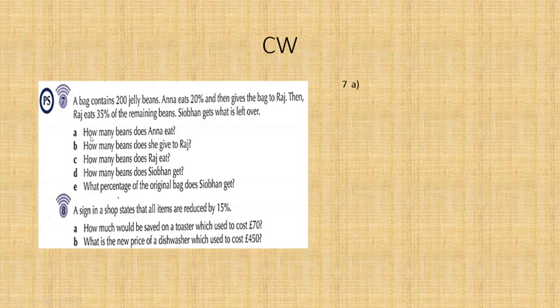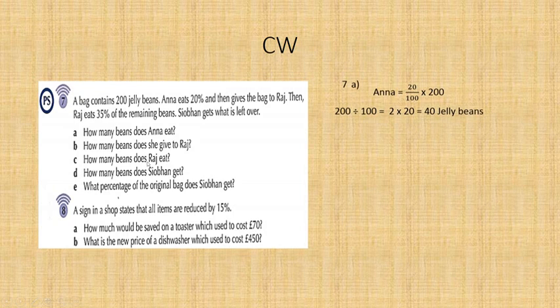So the first question here, how many beans does Anna eat? So just percentage. Anna eats 20%. So what's 20% of the 200 jelly beans? I'm just multiplying them. I will change this 20% into a fraction, so it's 20 over 100, and then multiply by the number of jelly beans that I have. So here, 200 divided by 100 is going to be 2. 2 times 20, I'm sorry, it's going to be 40 jelly beans.